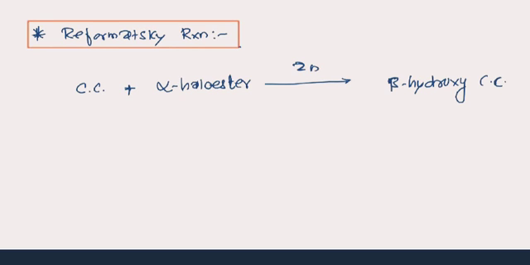Here we are interested in the mechanism part. First we take the simple reaction with an alpha haloester. First of all, we have to prepare the zinc enolate ion. This is my alpha haloester, and it reacts with Rieke zinc or simply zinc in the presence of diethyl ether. The zinc inserts into the carbon-halogen bond, and there is a formation of the compound, zinc ester bromide.